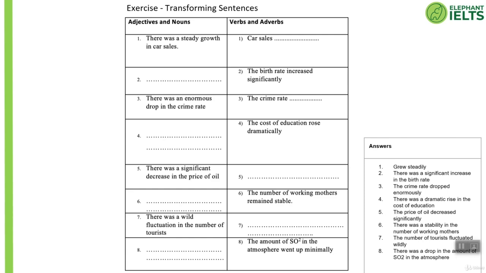Number 6. The number of working mothers remained stable. There was a stability in the number of working mothers. There was a wild fluctuation in the number of tourists. The number of tourists fluctuated wildly. And the last one, the amount of SO2 in the atmosphere went up minimally. There was a minimal rise in the amount of SO2 in the atmosphere. So you see how we can transform our sentences and show our range of grammatical structures.